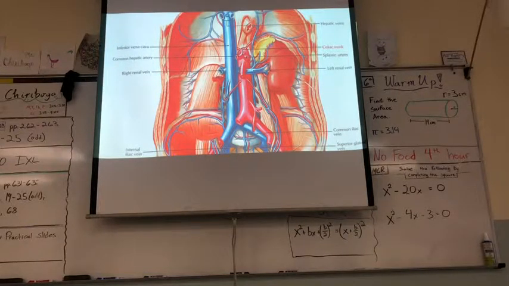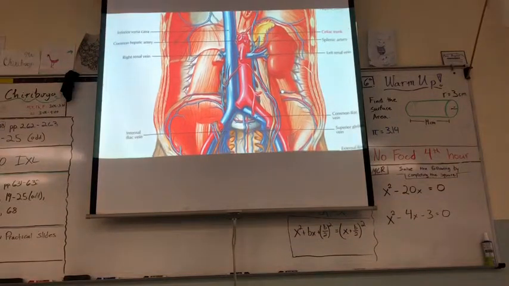Then you have the renal veins, which run basically, what is the word when two things are running like this? Parallel, there we go. They run parallel to the arteries, okay? If you can identify the veins, you can identify the arteries easily.